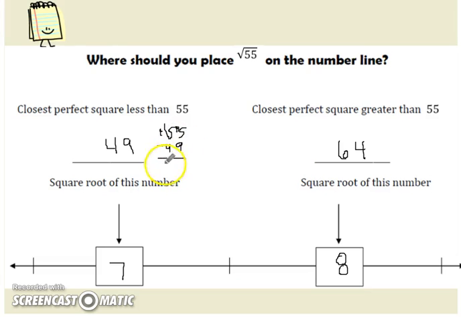Oops, so 15 minus 9, we have 6. It's 6 away from 49 if I subtract from 64. 64 minus 55, so 14 minus 5 is 9. It's 9 away from 64. So it's going to be a little closer to the square root of 49, and it's not quite halfway, so I would probably put it about right here on our number line for the square root of 55.